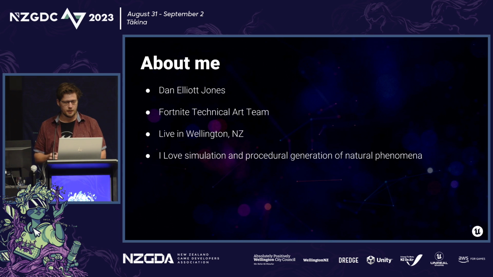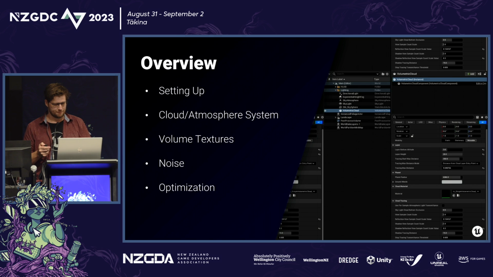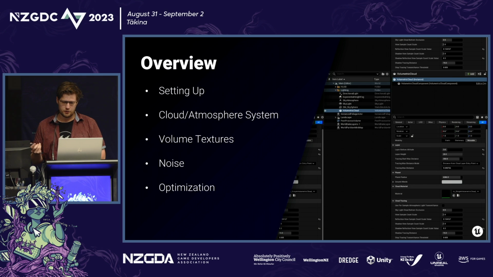I'm Elliot Jones. I work on the Fortnite technical art team, and I live here in Wellington, New Zealand. I love creating procedural and simulation-based systems in Unreal to create worlds and make realistic-looking things. And in this talk, we're going to be looking at the cloud system itself, its components, how you can interact with it, and how you can sculpt your clouds using things like volume textures and noise, and how you can approach optimizing the system as well.